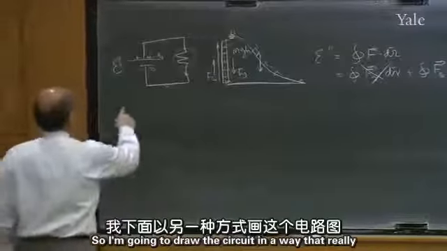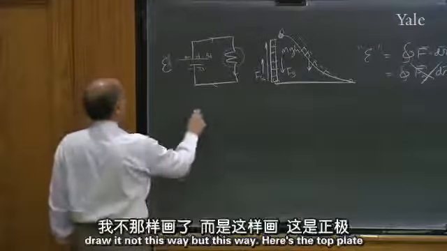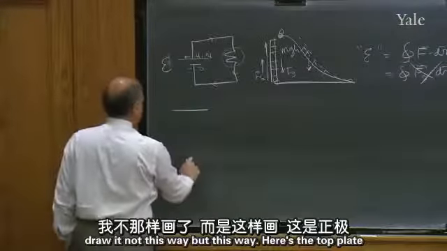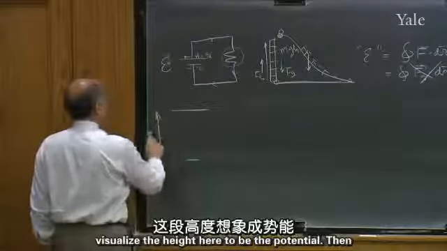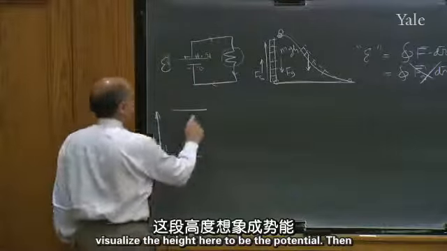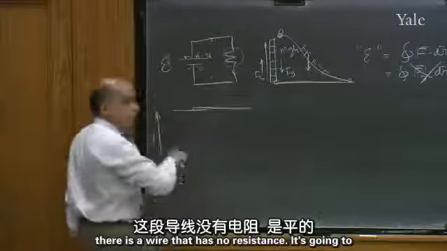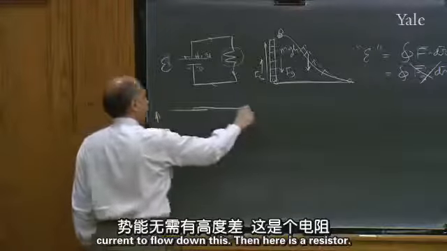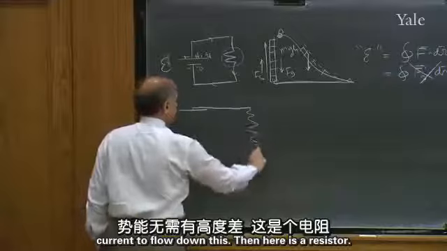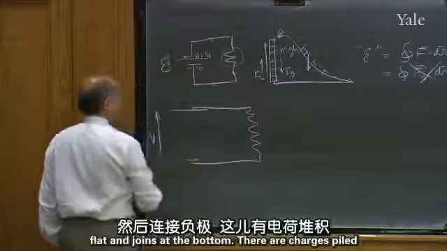So I'm going to draw this circuit in a way that really indicates the gravitation analogy. So I'm going to draw it not this way, but this way. Here's the top plate, and here's the bottom plate, and you may directly visualize the height here to be the potential. Okay, then there is a wire which has no resistance. So it's going to be flat. The potential doesn't have to be up or down for current to flow down this. Then here is a resistor. Then there's another little wire which is pretty much flat and joins in the bottom.